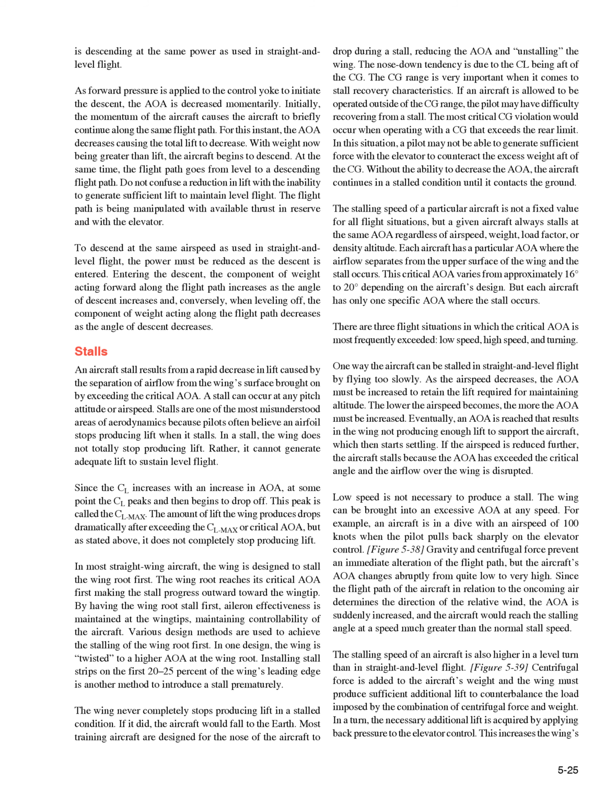Most training aircraft are designed for the nose of the aircraft to drop during a stall, reducing the OA and unstalling the wing. The nose-down tendency is due to the CL being aft of the CG. The CG range is very important when it comes to stall recovery characteristics. If an aircraft is allowed to be operated outside of the CG range, the pilot may have difficulty recovering from a stall. The most critical CG violation would occur when operating with a CG that exceeds the rear limit. In this situation, a pilot may not be able to generate sufficient force with the elevator to counteract the excess weight aft of the CG. Without the ability to decrease the OA, the aircraft continues in a stalled condition until it contacts the ground.